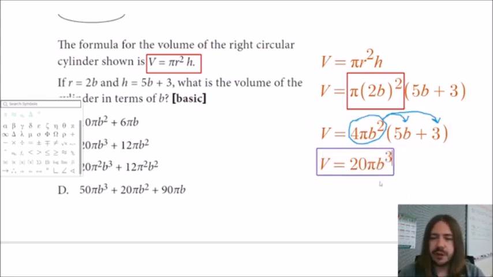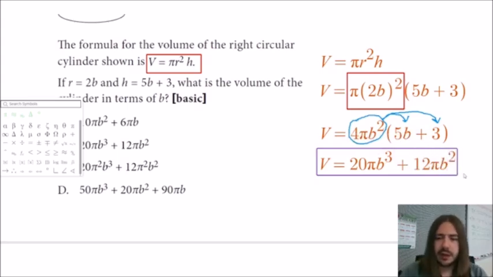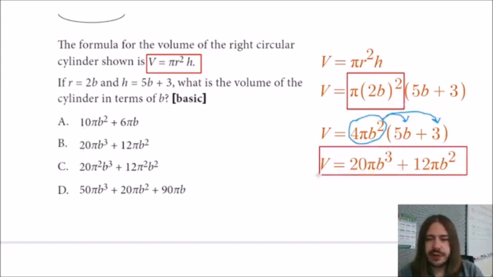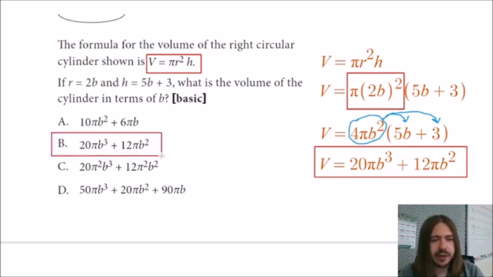That's the first term. And then the second term is what I'll get when I multiply 4 pi b squared by 3. 4 times 3 is 12, so I get plus 12 pi b squared. All right, that should be my answer. Not a whole lot more that I could do to simplify this. I'm really not even seeing anything. So let's see if our answer choices agree. And yep, our answer choice is right here, choice B.